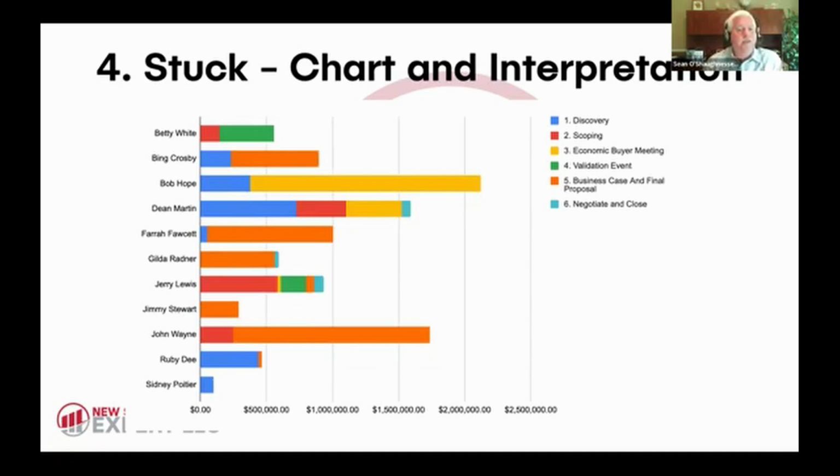Jerry is stuck at scoping. Is he not getting the support that he needs to get this done? Why does he have so many deals in scoping at this level, with so much revenue, $500,000 plus, roughly $600,000, that's stuck in scoping?